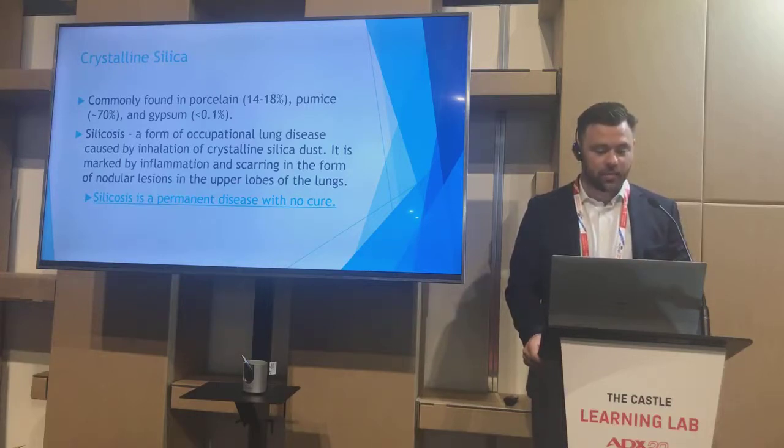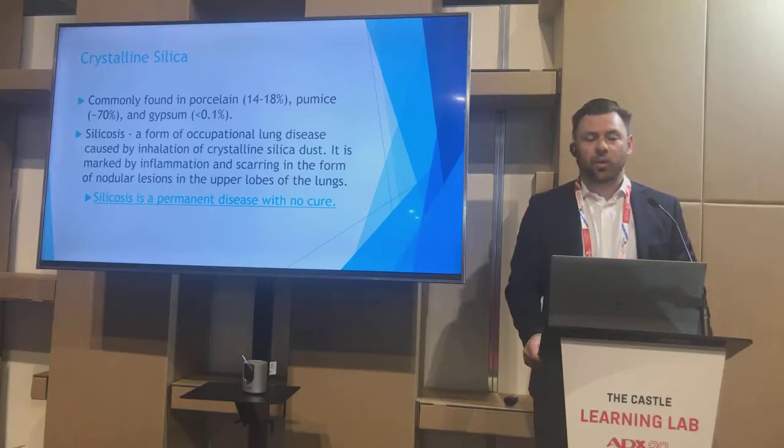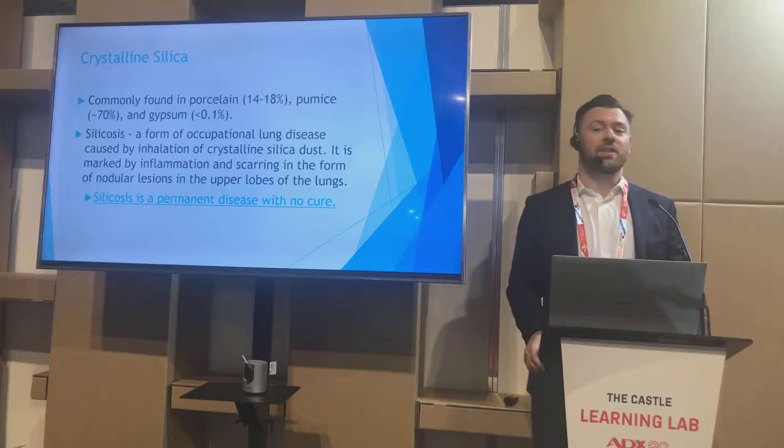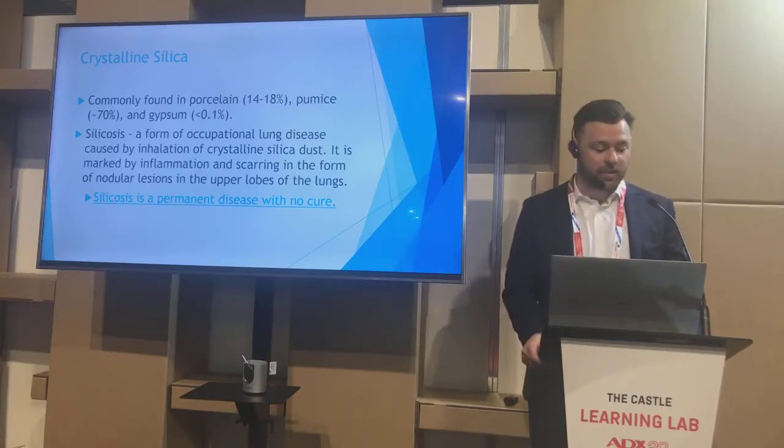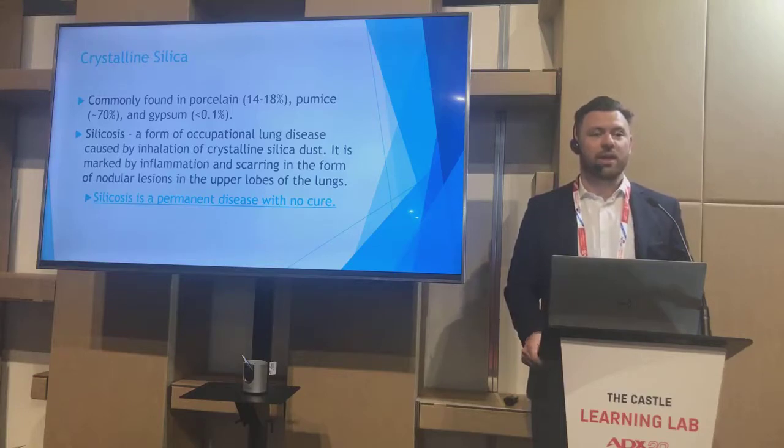It is marked by inflammation and scarring in the form of nodular lesions in the upper lobes of the lungs. The important thing about this is it's irreversible. So if you get silicosis, you can't go backwards. It only gets worse over time. So the best course of action is to prevent being exposed to it.